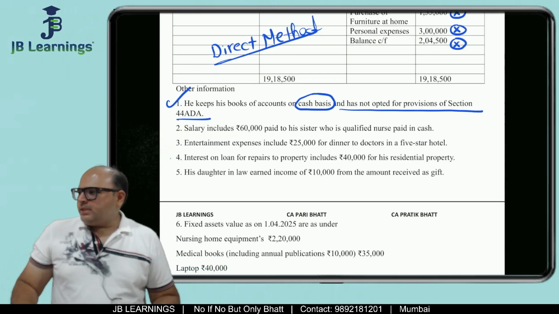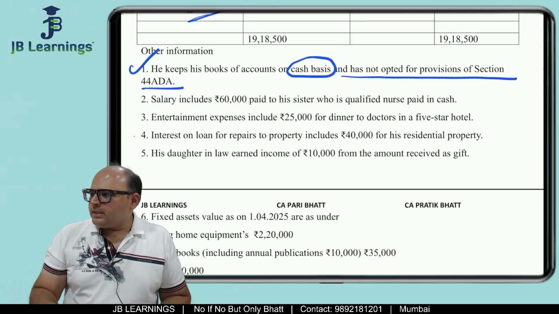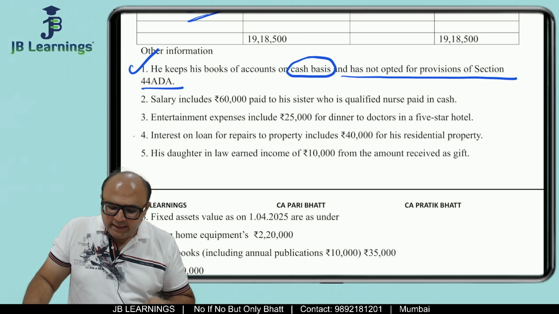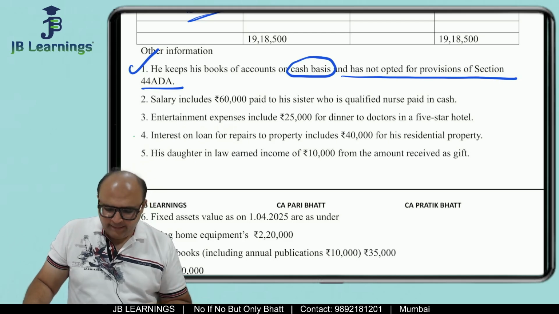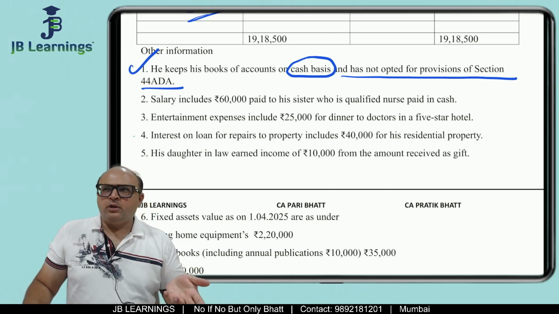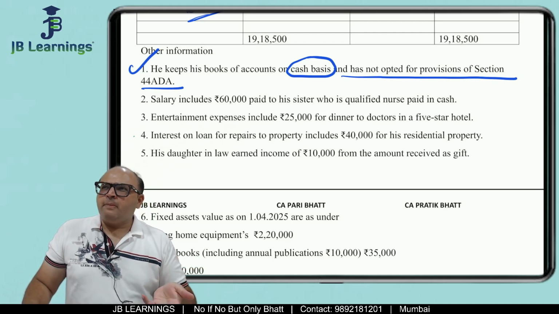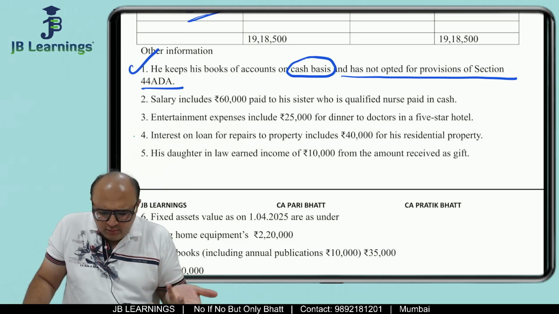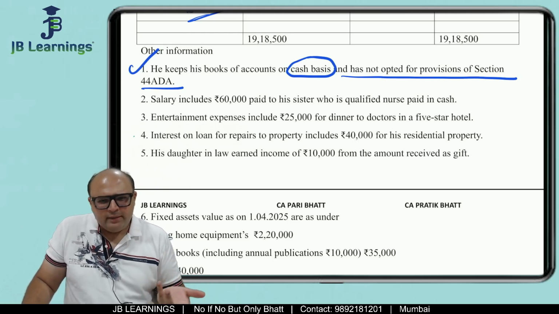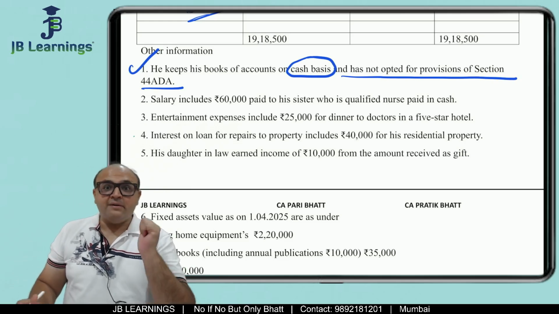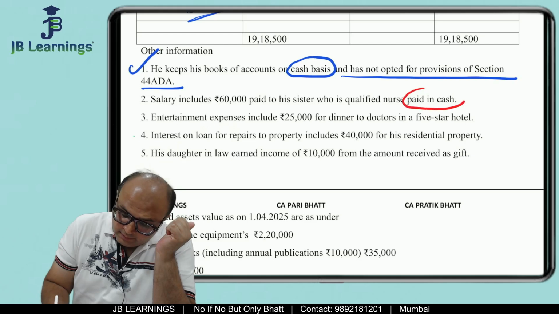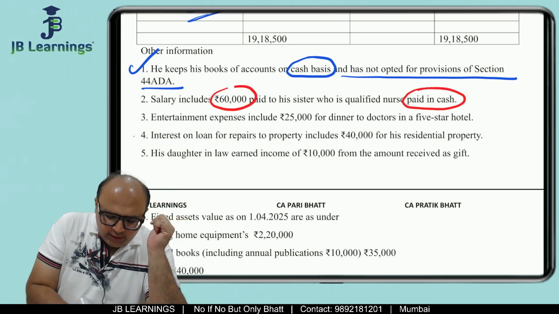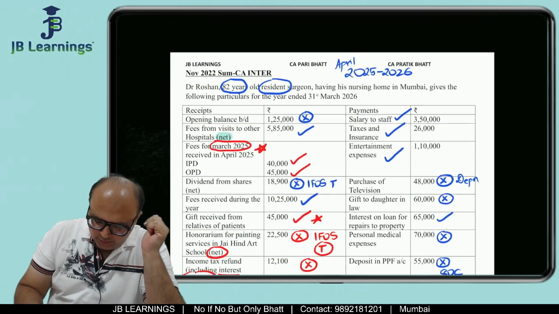Now, other information, the first point we have already done. The second point says salary includes 60,000 paid to his sister who is qualified. So, sister is your relative, but she is qualified. So 60,000, it's okay. If the sister is qualified, then we can make the payment. But the question says it is paid in cash. So cash payment above 10,000, friends, is not allowed.